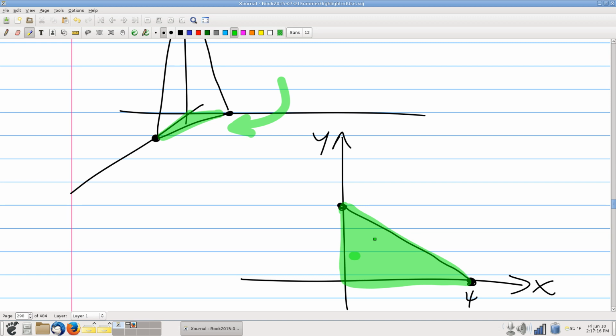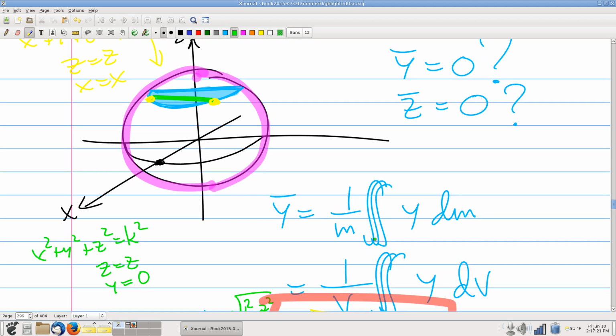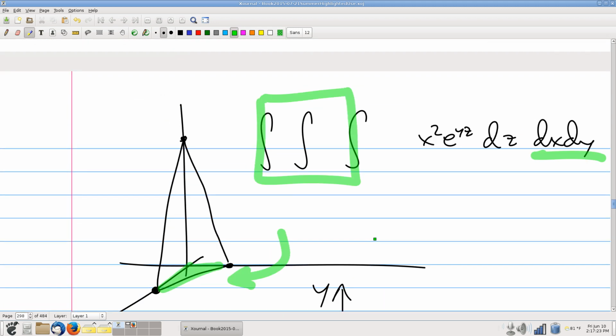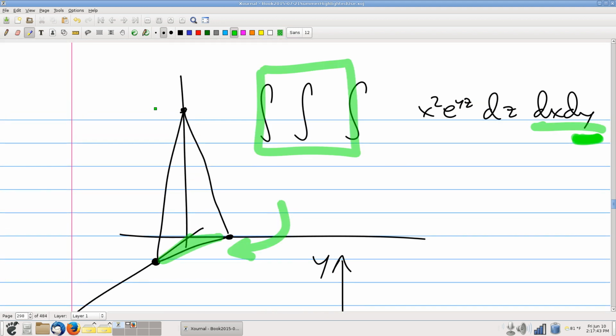Okay, so now, which one do we want to do first? I guess it doesn't matter. It looks like I've already made a choice. We're doing our y slicing first. That was arbitrary. But the range of values of y: y starts at 0, and y ends at 3. So y goes from 0 to 3.